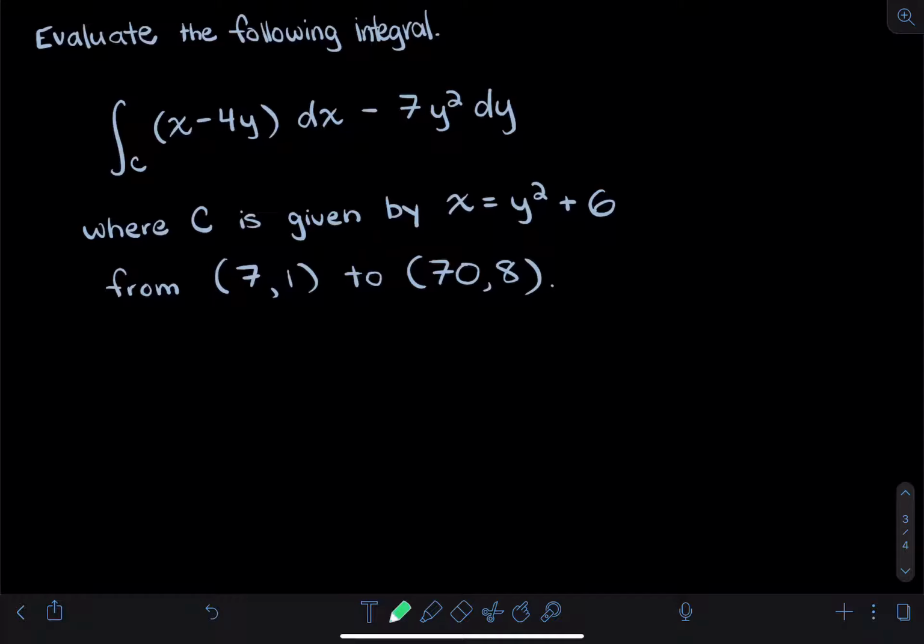In the last video, we were looking at evaluating line integrals of scalar fields, and we looked at how we can go about doing that. In this video, I want to look at a specific example here. So we're looking at this integral and we want to evaluate it.